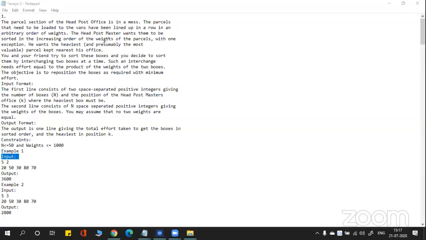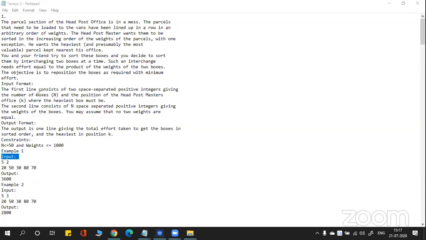Increasing order of weights. The head postmaster wants them to be sorted in an increasing order of the weights of the parcel, with one exception. He wants the heaviest and presumably the most valuable parcel kept nearest his office. You and your friend try to sort these boxes and decide to sort them by interchanging two boxes at a time. Such an interchange needs effort equal to the product of the weights of the two boxes. The object is to reposition the boxes as required with minimum effort.